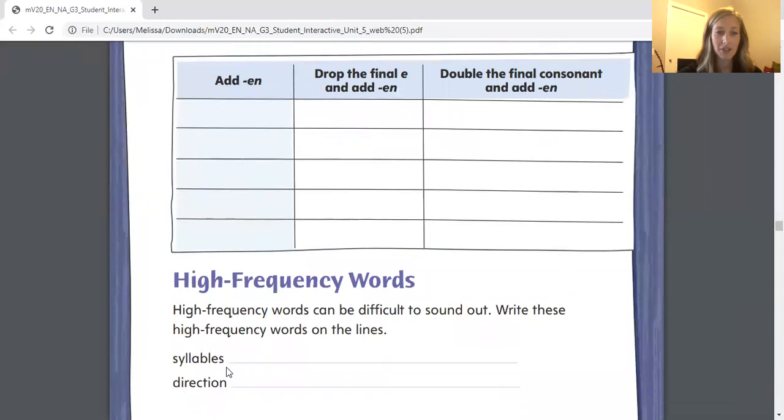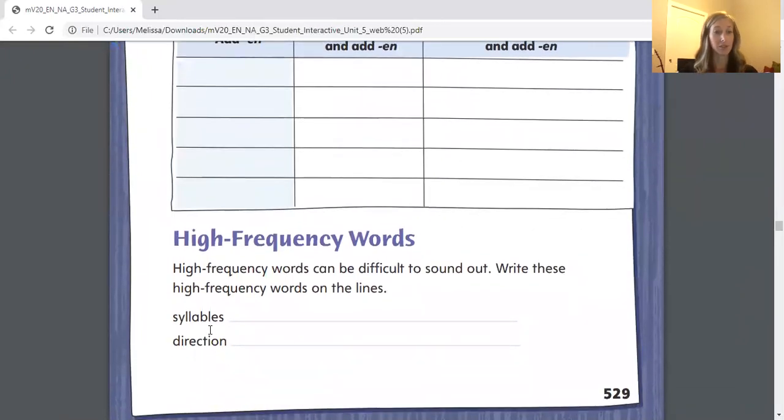And then the last thing you have to do on this page is to sound out these words, syllables, and direction. These are tricky words to sound out because they're high frequency words, which is why you need to remember them when you look at them and also start learning the spelling of them, okay? Go ahead and write syllables and direction down.